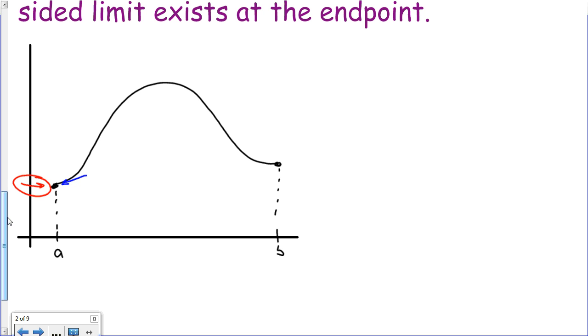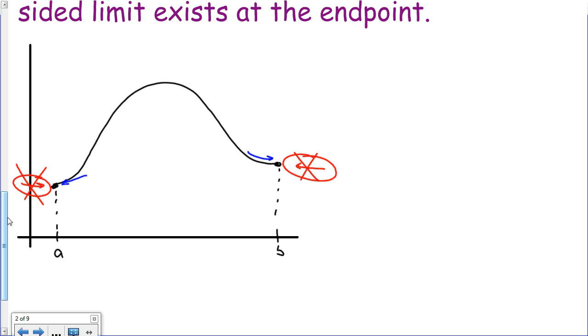And the same thing happens over here at B, except it's the other way around, that I can approach B from the left-hand side. I can follow the function as I approach B from the left side. But over on the right-hand side, there's no function over here. So again, I can't approach from the right-hand side. So I run into a problem here at these two points: there is no left-handed limit as I approach A, and there is no right-handed limit as I approach B.